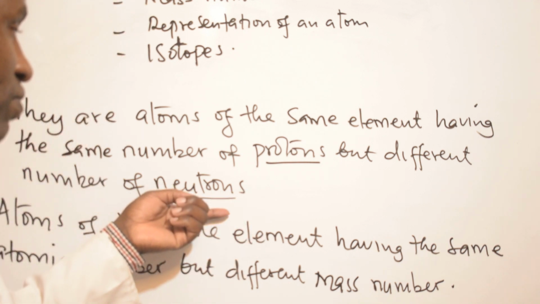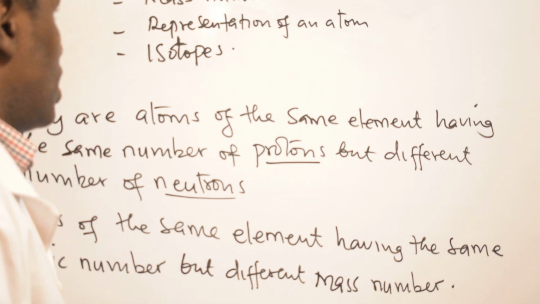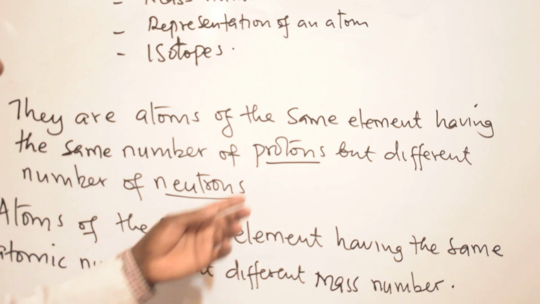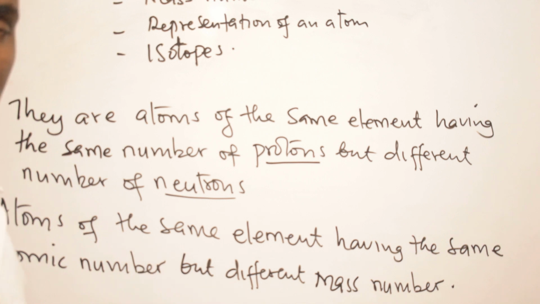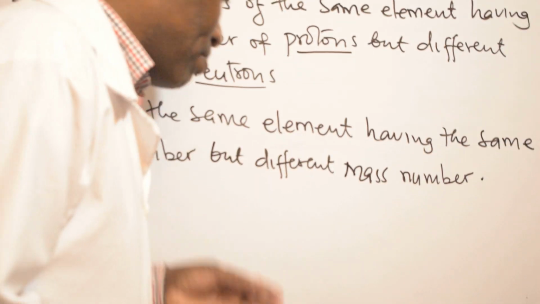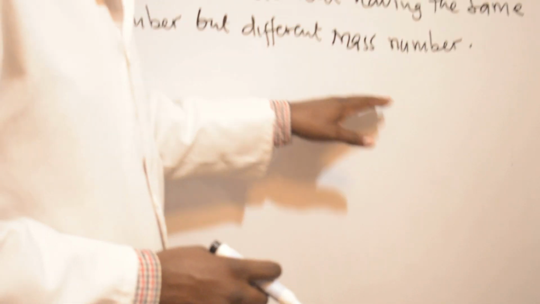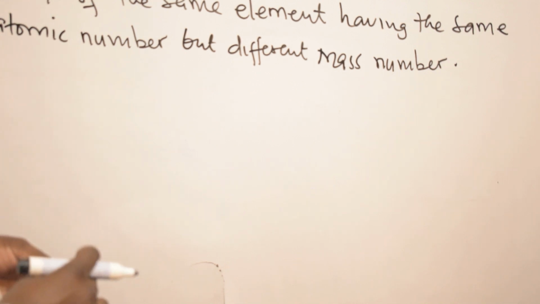Now, whenever the neutrons are different, remember we just said that the atomic mass or the mass number is equal to the sum of protons and neutrons. That means that when neutrons change, the mass number also changes. And therefore, another definition of isotopes may be atoms of the same element having the same atomic number, but different mass number. That's what we are talking about.